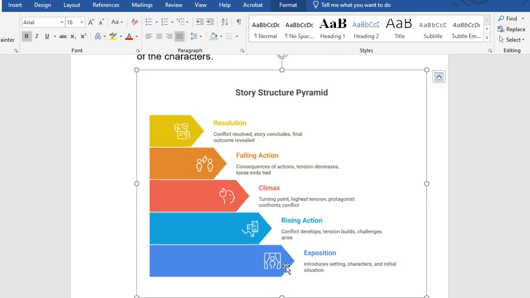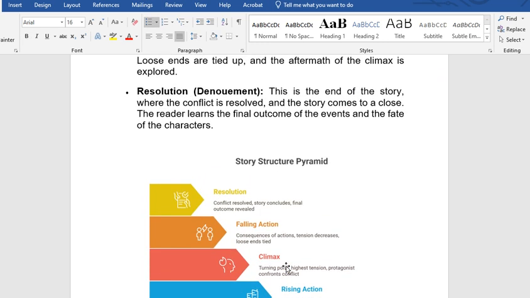At this stage, we are gradually moving to the end of the narrative, where a solution is sought to the problem on ground. So the final stage is resolution or denouement. It may be asked in the exam, another name for resolution is dash. So the answer is denouement. Now this is the end of the story, where the conflict is resolved and the story comes to a close. The reader learns the final outcome of the events and the fate of the characters.